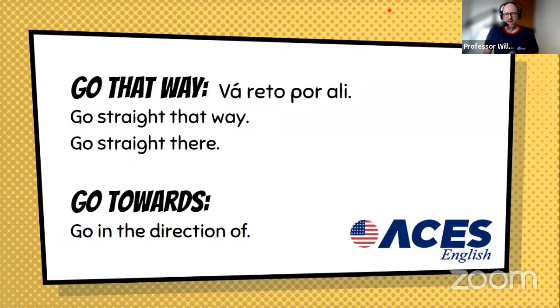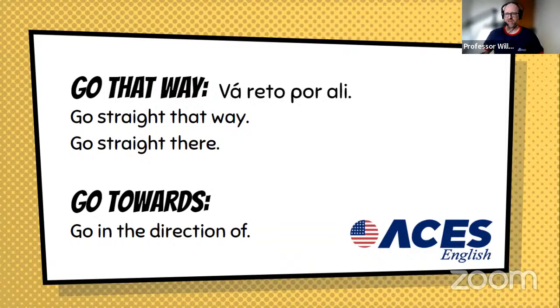When we say vá por ali, okay? Vá por ali, vá por aquele caminho, vá naquela direção, go that way. Vá reto por ali, go straight that way, or go straight there, okay? So go that way. So way is very useful because way can be, we can say way is jeito, caminho, direção.